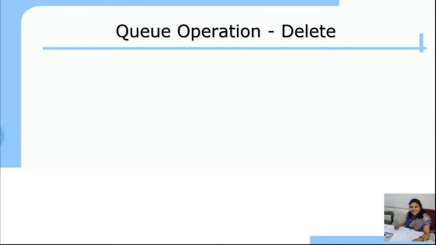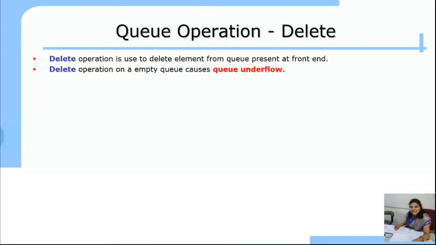The next operation of the queue is the delete operation. Delete operation is used to delete an element from the queue present at the front end. A delete operation on an empty queue causes the queue underflow. These are the two steps. Which element will get deleted from the queue? The one which is at the front side.